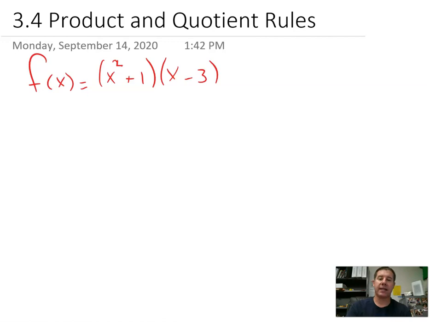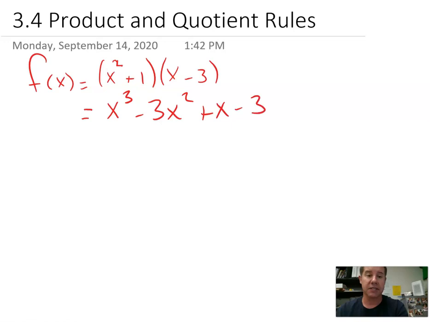We had a problem like this in our last lesson, and we said that if you had two functions multiplying by each other, the only way we had to deal with it so far was to multiply everything together. So if I multiplied everything together, I would get x cubed minus 3x squared plus x minus 3. And then once I had it all together, I could take the derivative of this by using our power rule and our constant multiple rule.